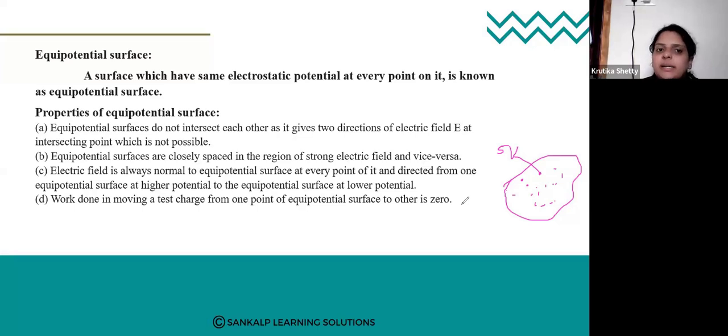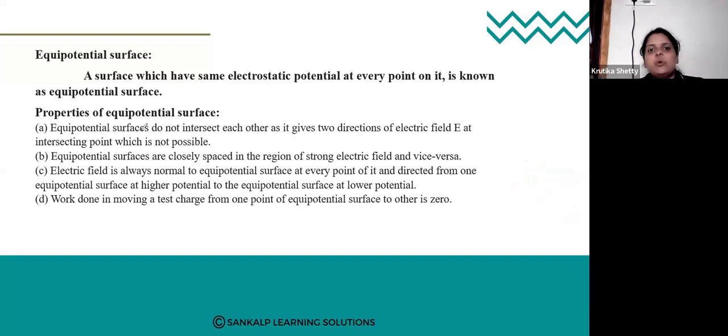What are the properties of the equipotential surfaces? You can see there are 4 points we have written there. One by one we will try to understand that. The first point regarding the equipotential surfaces: they do not intersect with each other. They never intersect with each other.